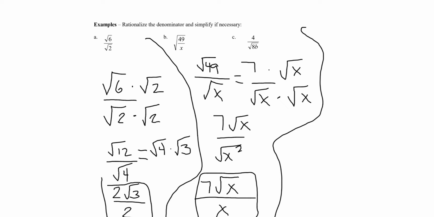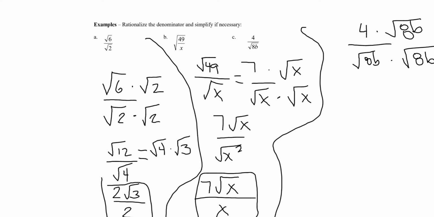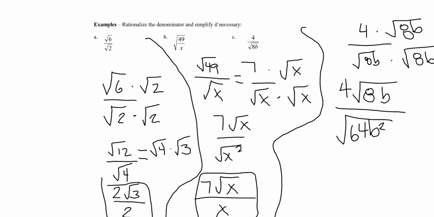Okay, and our last one is C. And we have here 4 over the square root of 8b. The top, there's no radical, so we don't have to worry about doing any simplifying there right now. But to get rid of that square root of 8b on the bottom, we're going to multiply both the top and the bottom by the square root of 8b. So that will get rid of it. So what's going to happen is on the top we'll have 4 square root 8b. And on the bottom we'll have the square root of 64b squared. Again, when we simplify on the bottom, the square root of 64 is 8. The square root of b squared is b. So we have just 8b on the bottom.